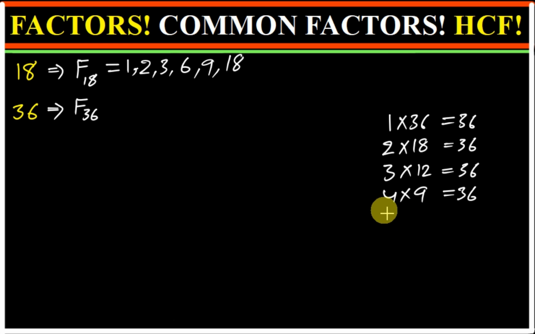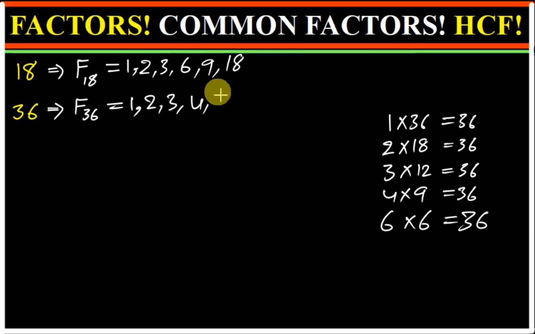Does it come in the 5 table? No, it doesn't. Does it come in the 6 table? Yes, it does: 6 times 6 is 36. So these are the factors of 36. Let's write it here: 1, 2, 3, 4, then 6, 9, 12, 18 and 36. These are the factors of 36.